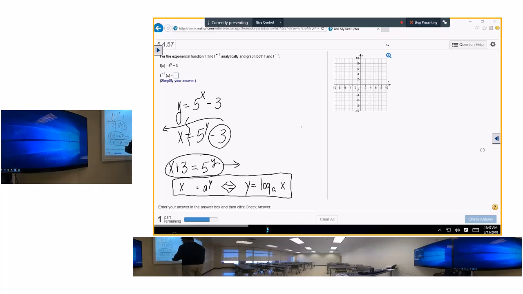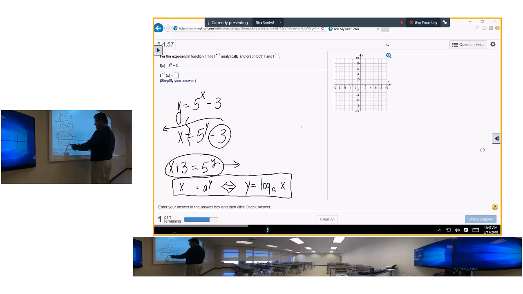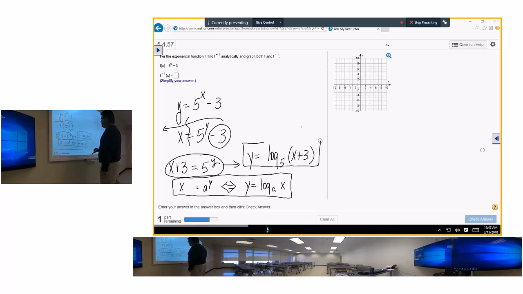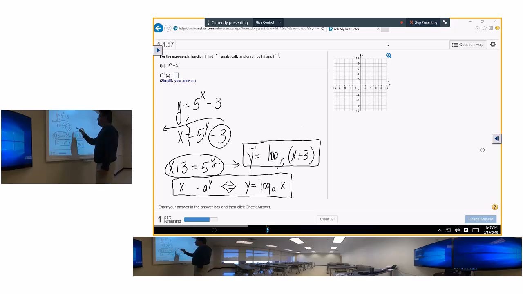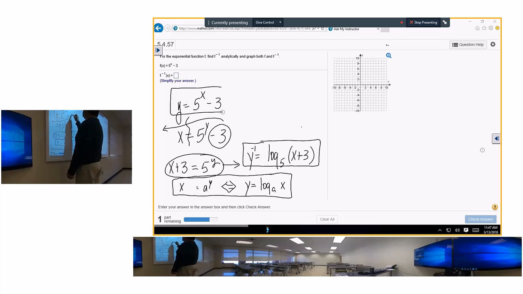So this is an exponent, so I'm going to rewrite it as a logarithm. My a is 5, so that's going to be log base 5 of x plus 3, and y is equal to y. So that is the inverse function of this function.